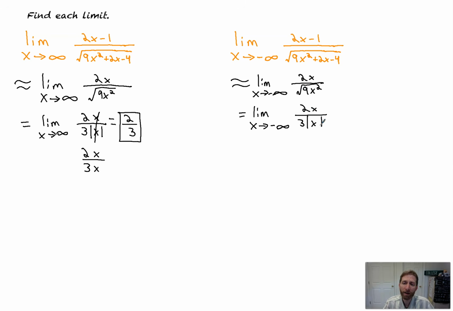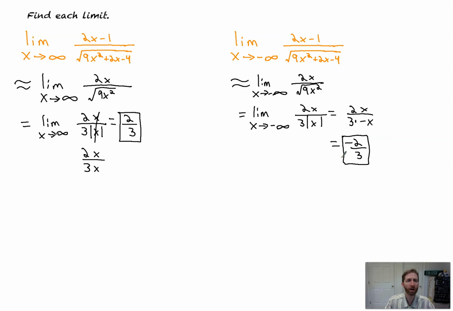But here the absolute value of a negative number takes the opposite sign of that number. So this is essentially like saying 2x over 3 times the opposite of x. Because any negative number that's plugged in there, we're taking the opposite sign of it. And that simplifies down to the x's dividing, and you're left with negative 2/3. So if you're looking at the graph of this, it's actually pretty cool. We end up with 2 horizontal asymptotes. As we go out to the right, we get y equals 2/3. As we go out to the left, we get y equals negative 2/3.